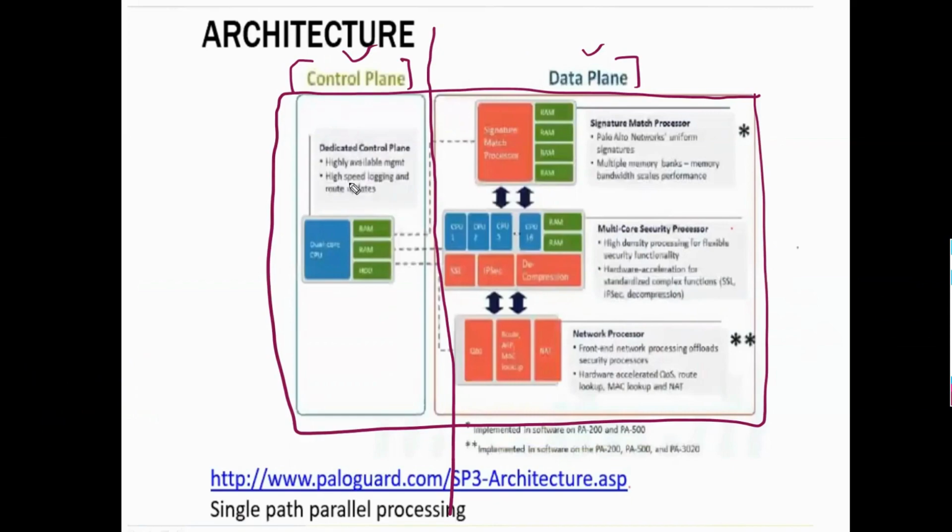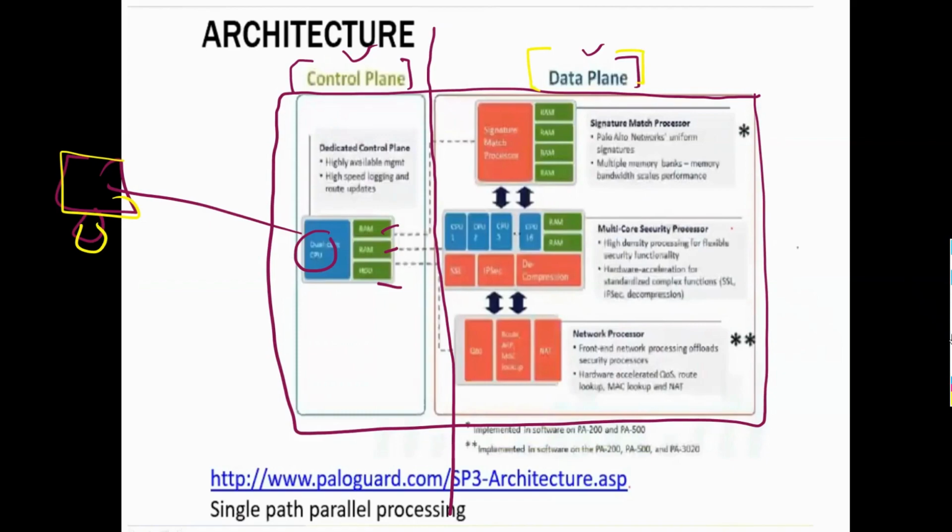In the control plane, you will get a dedicated CPU, RAM, and hard disk. And your management port, any question? No. Okay. So see, your management port is a part of the control plane. Remember always, your management port is a part of the control plane. So you can connect your management PC with the control plane. The data plane is for data traffic, like LAN interface, WAN interface, DMZ interface.